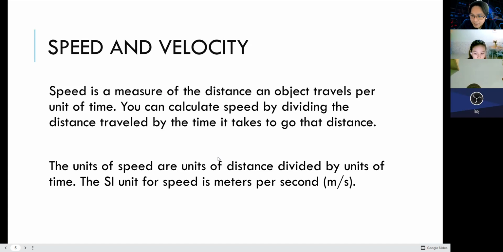Let's take a look at this one. I have sample problems here later. The SI unit of speed is meters per second. And of course, kilometers per hour in the speedometers in your cars.